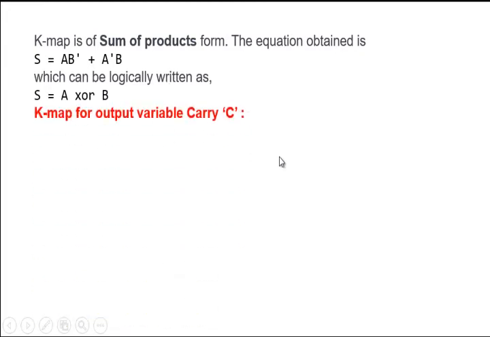In the same way, the sum of products obtained from the equation is A B bar plus A bar B, which may be written logically as A XOR B. Now, the Karnaugh map for the output variable C.